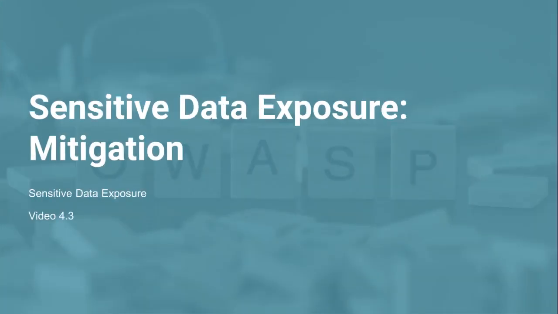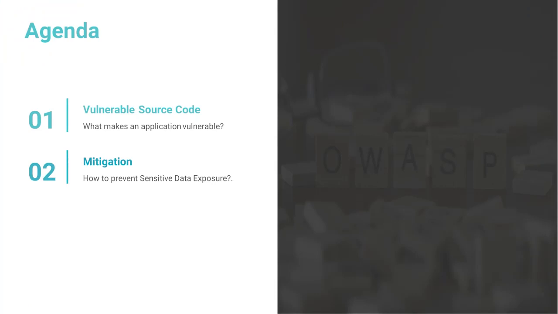Welcome to the third and last part of the Sensitive Data Exposure session. In this part, we will discuss sensitive data exposure mitigation. We will start by discussing what makes an application vulnerable, and then we will hunt for vulnerabilities in the OWASP Juice Shop source code. Then, we will discuss how to avoid such vulnerabilities.